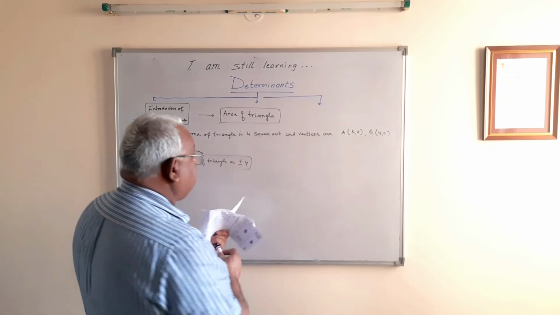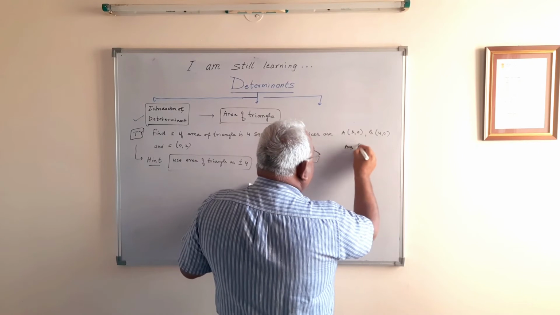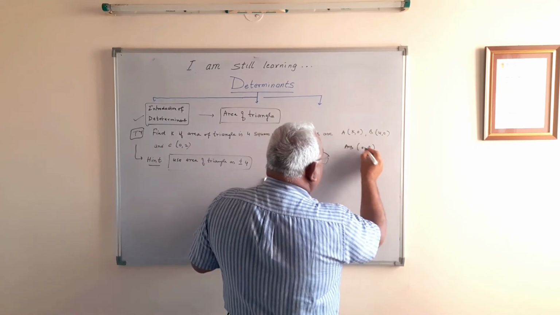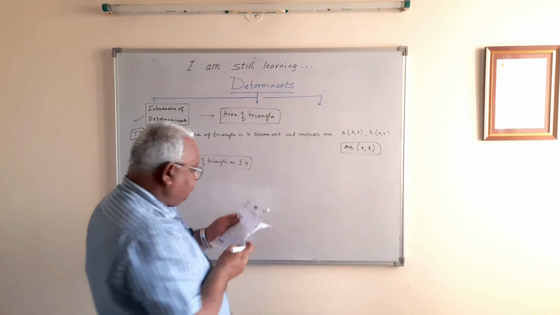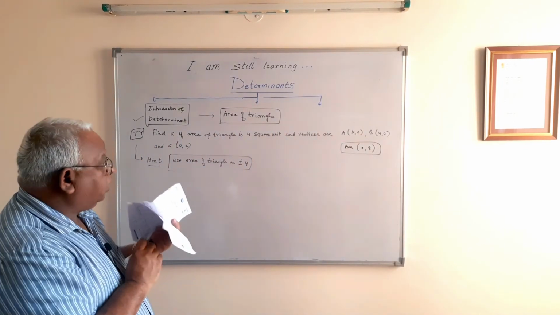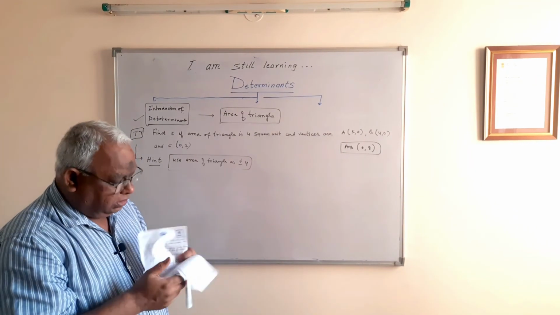You must be looking for answer, so answer is also there. You can write answer is 0 comma 8. This is the answer. So there are two answers for k. The value of k is 0 comma 8.